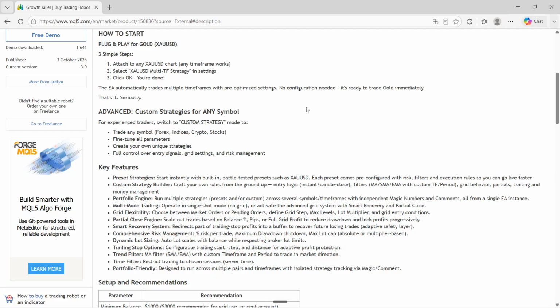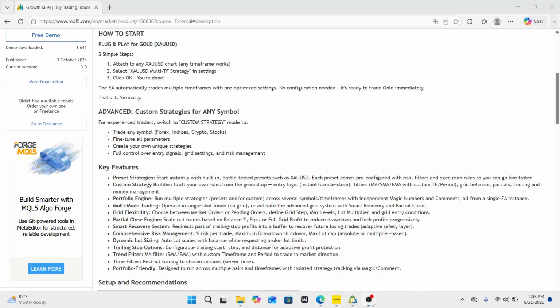The Growth Killer EA is a flexible multi-mode system with preset goal strategies, a custom builder, and optional advanced grid plus smart recovery. My shared backtest produced zero trades, underscoring the need for correct configuration and data. Independent testing and conservative risk settings are essential. Always trade with money you can afford to lose.